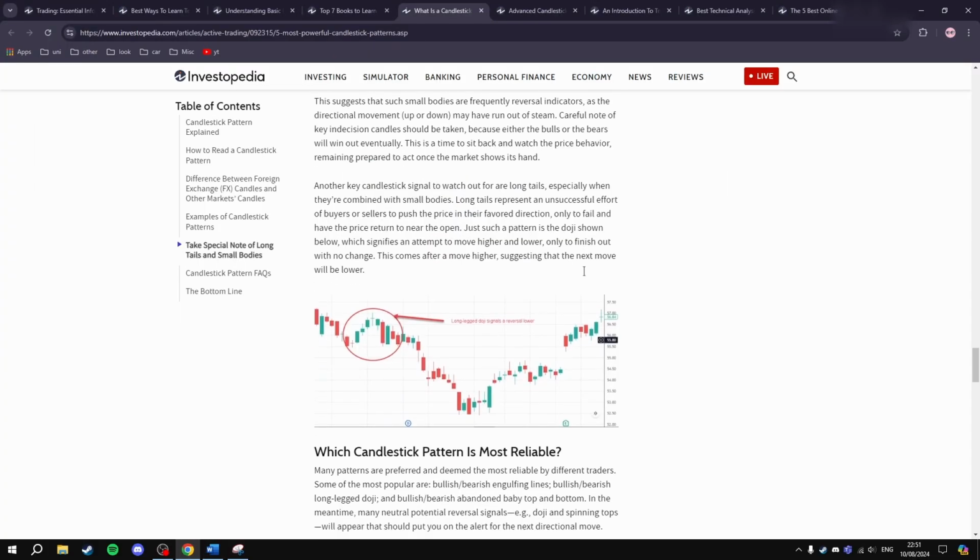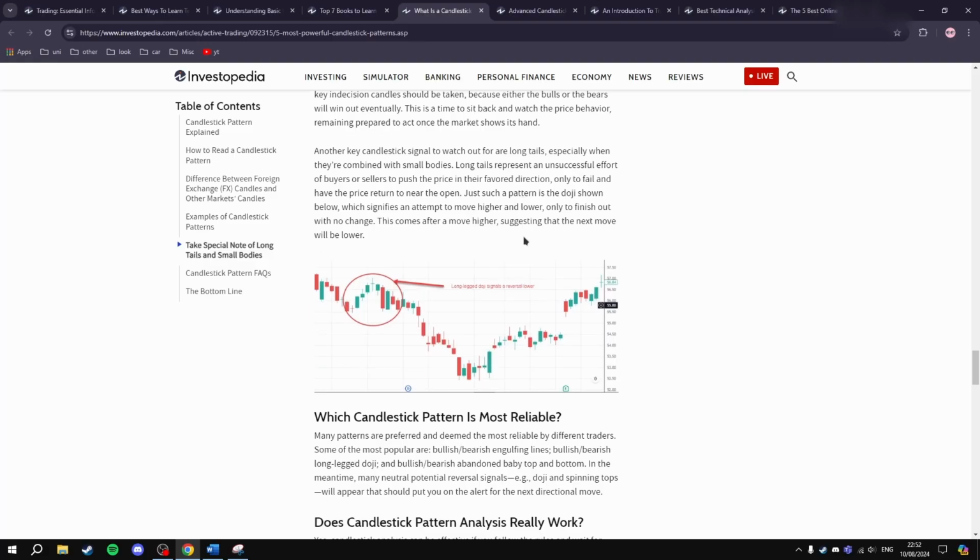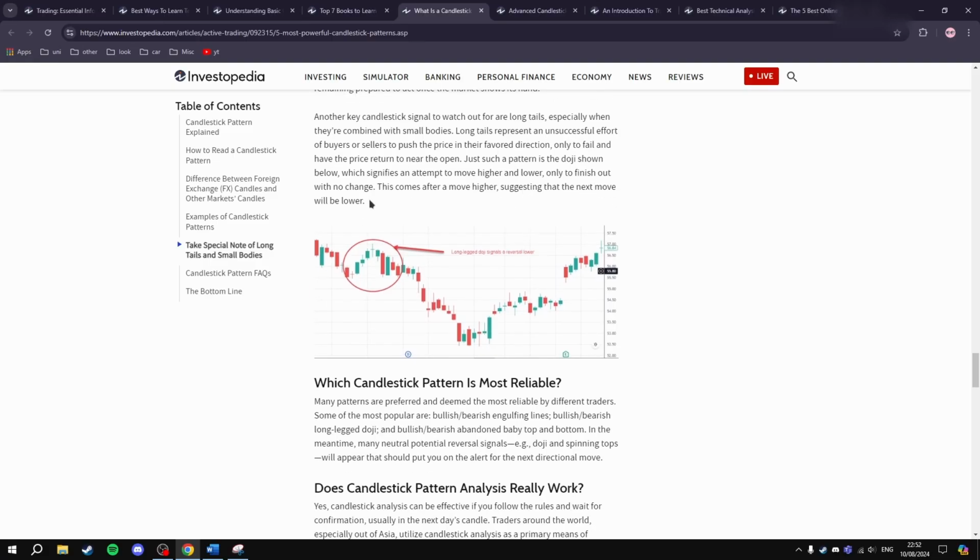This suggests that such small bodies are frequently reversal indicators, as a directional movement up or down may have run out of steam. Careful note of key indecision candles should be taken, because either the bulls or the bears will win out eventually. This is a time to sit back and watch the price behavior, remaining prepared to act once the market shows its hand. So wait for a confirmation basically, and then do your trade.